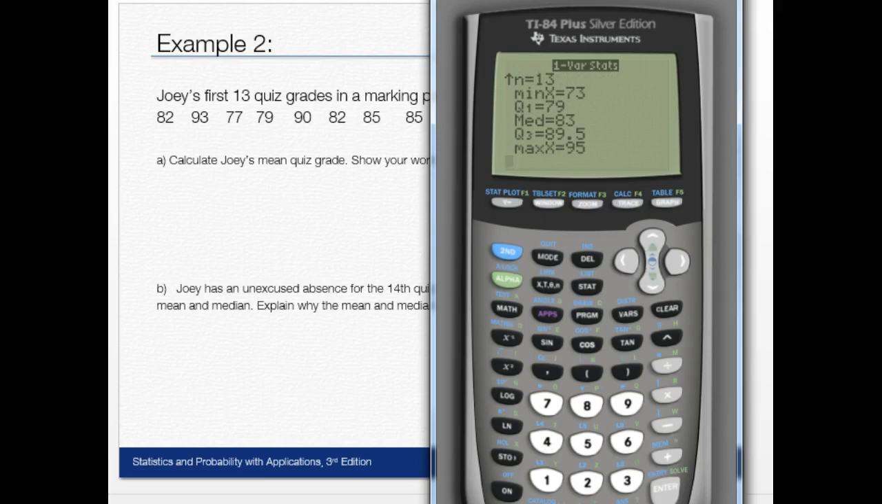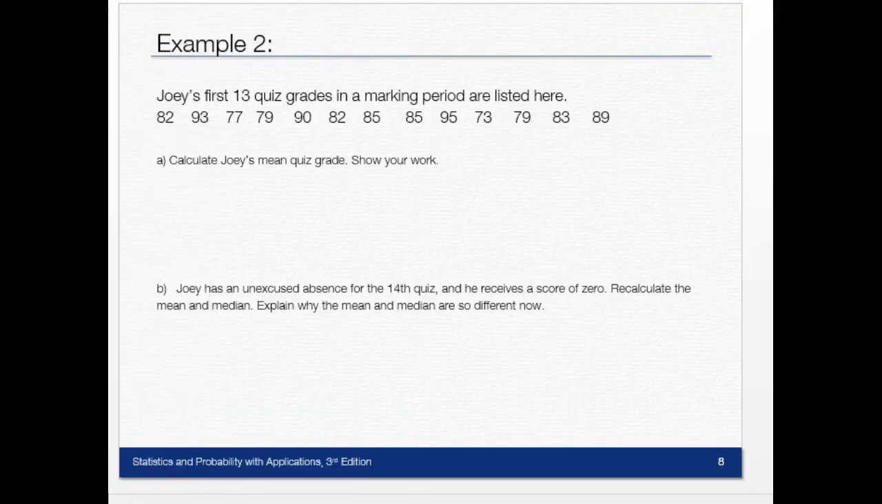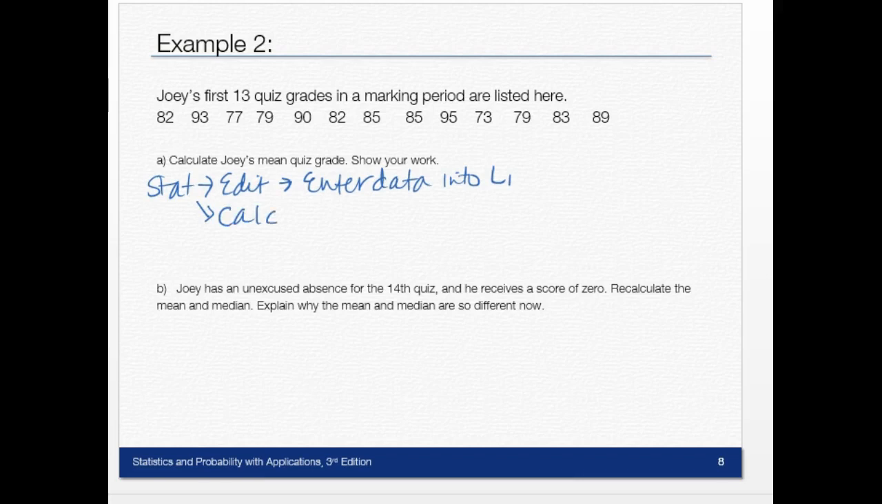Okay, so you need to write down these calculator steps so you have them. So let me remind you what they are. You're going to go Stat, Edit, and then you're going to enter data into L1, and then you're going to go to Stat, Calc, one variable statistics, and then make sure you choose list 1. So in this case, what was the mean score? It was X bar equals 84.